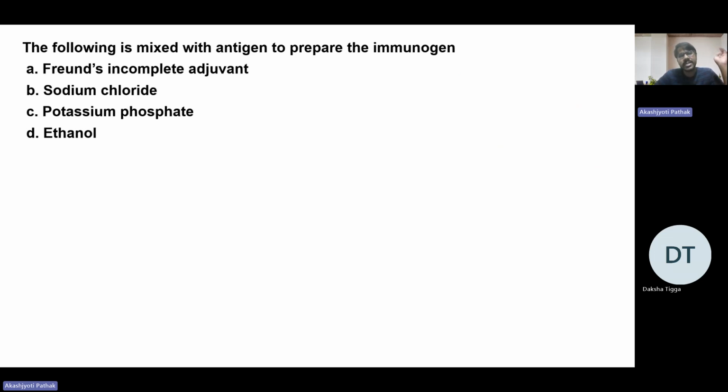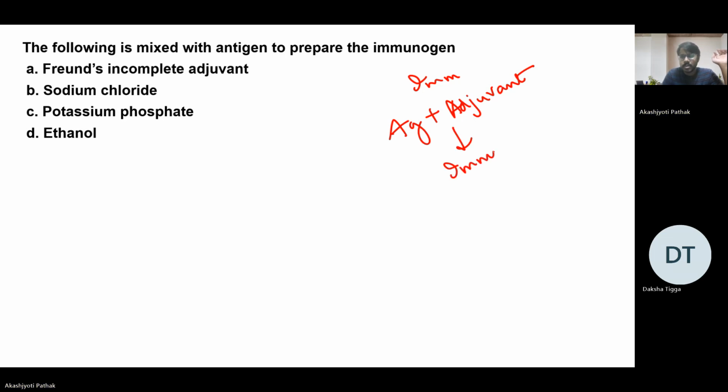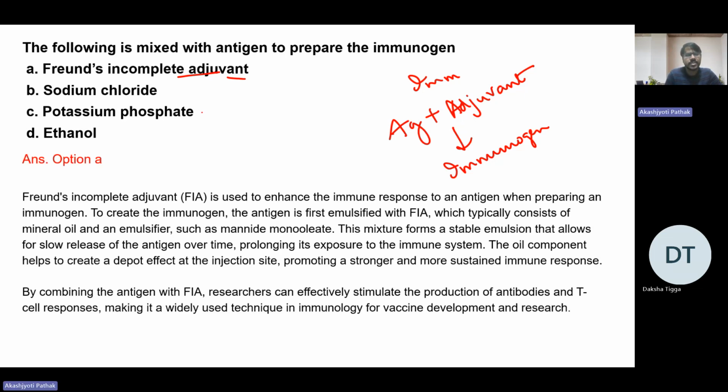The following is mixed with antigen to prepare the immunogen. So what do you mix with the antigen? You mix an adjuvant with the antigen to get an immunogen. What was the name of that adjuvant? It was Freund's incomplete adjuvant. It has a particular chemical composition. I am not going into that detail, but there are molecules which increase the shelf life or increase the ability of the antigen to trigger the immune system even higher. So Freund's incomplete adjuvant is used to enhance the immune response to an antigen when preparing an immunogen.